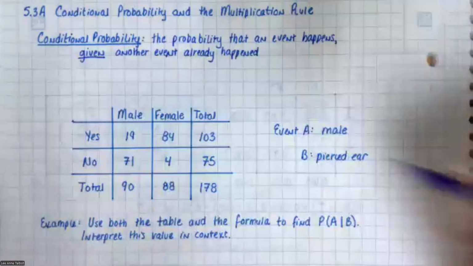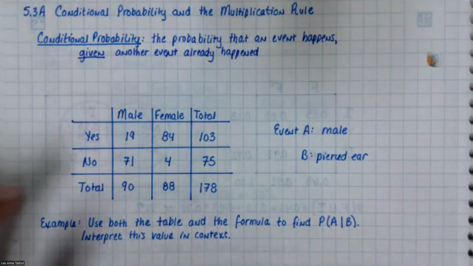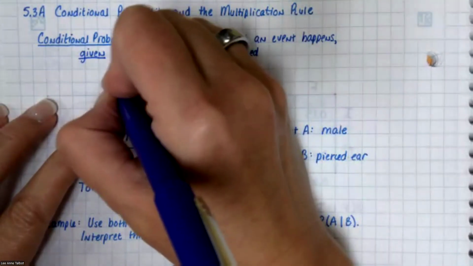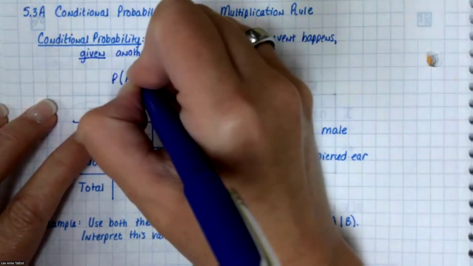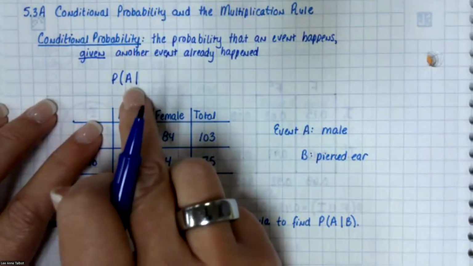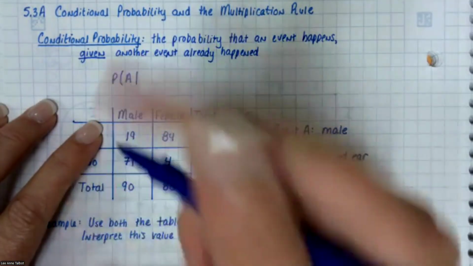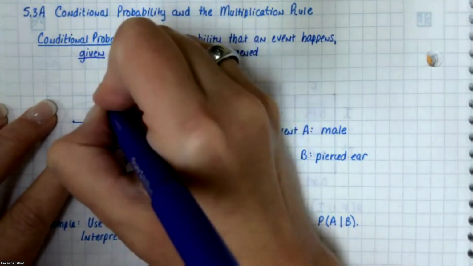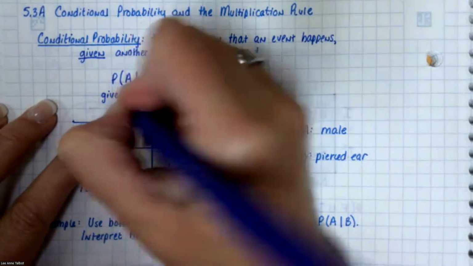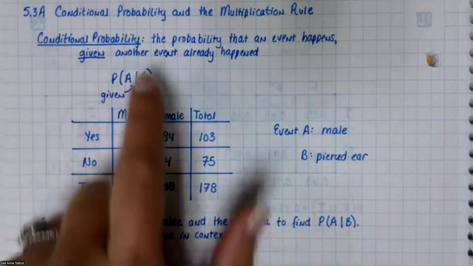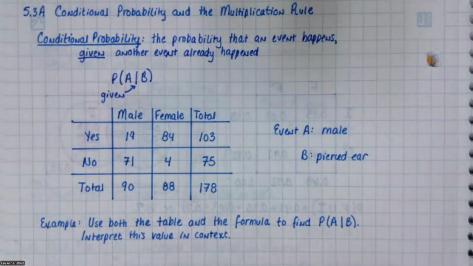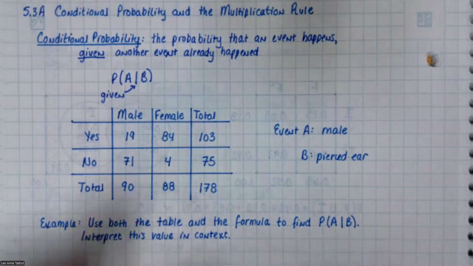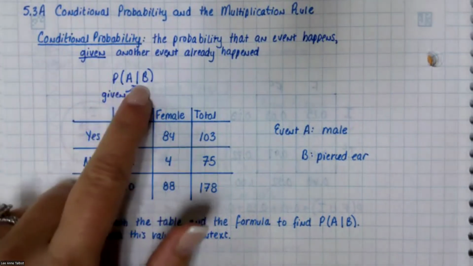And we have a symbol for this, and I think this is the last symbol of the chapter. It's a vertical line like this. So when you see this vertical line, you say the word given. So if I were to see this written down, this set of symbols, it represents the words, the probability of A given B.